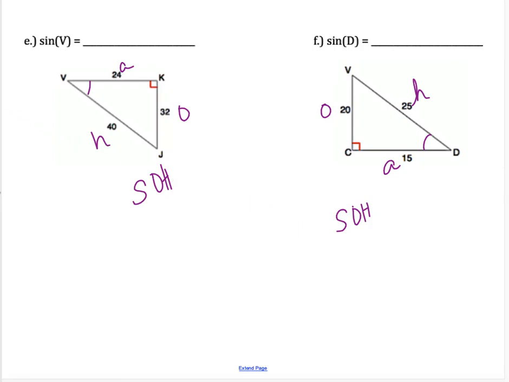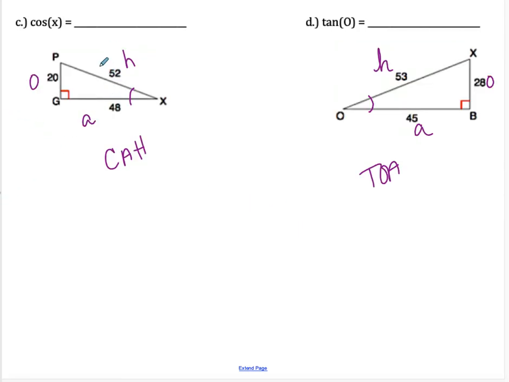All right, let's go ahead and check these answers. We're about done here. So cosine of x on example C, I marked angle x, labeled hypotenuse, opposite, and adjacent. Cosine, I'm thinking CAH, so I went to the adjacent side and the hypotenuse. 48 over 52. Does that reduce? 12/13. Is that what you said?